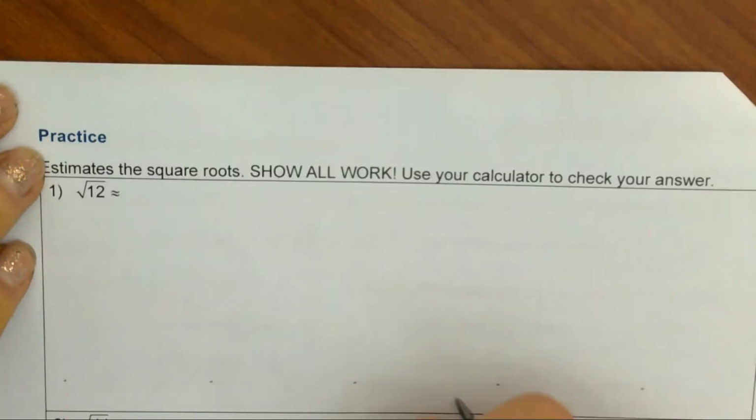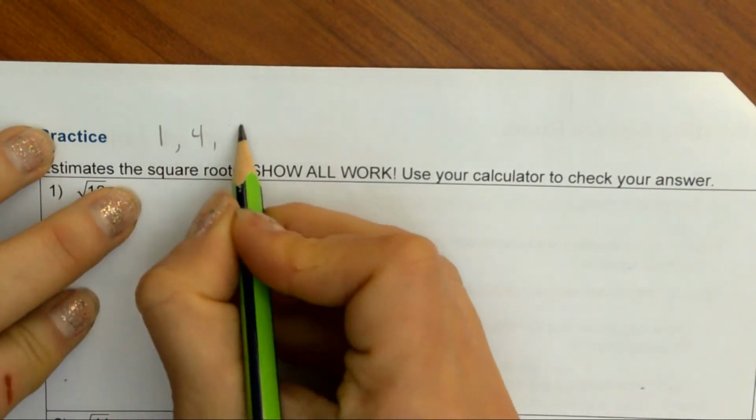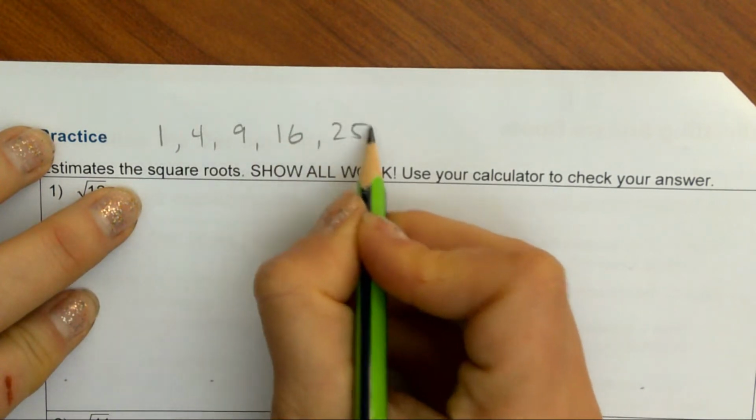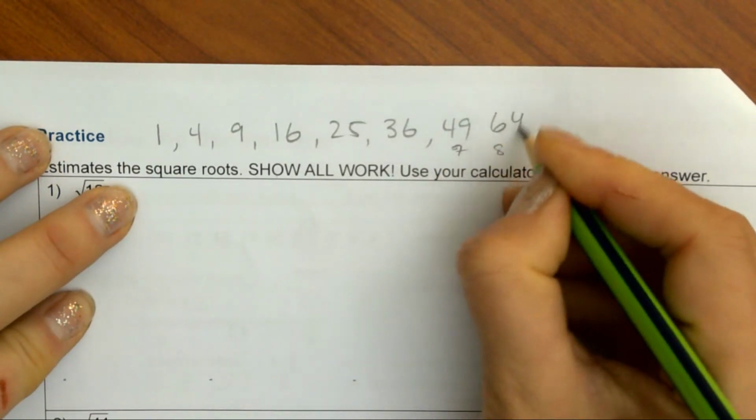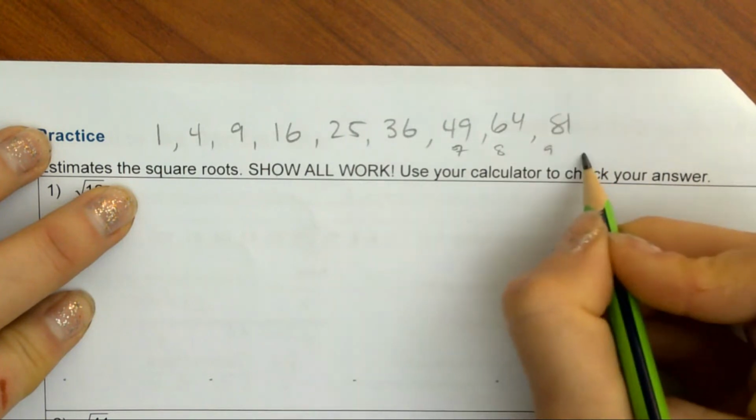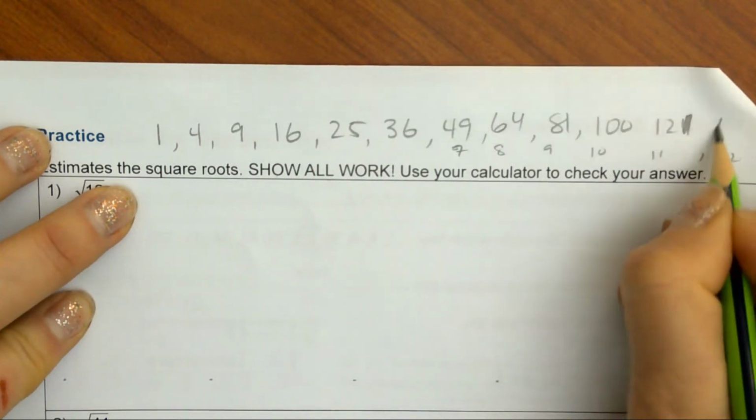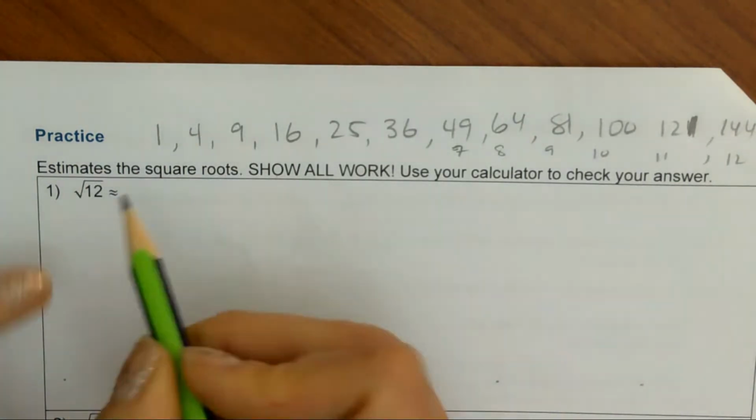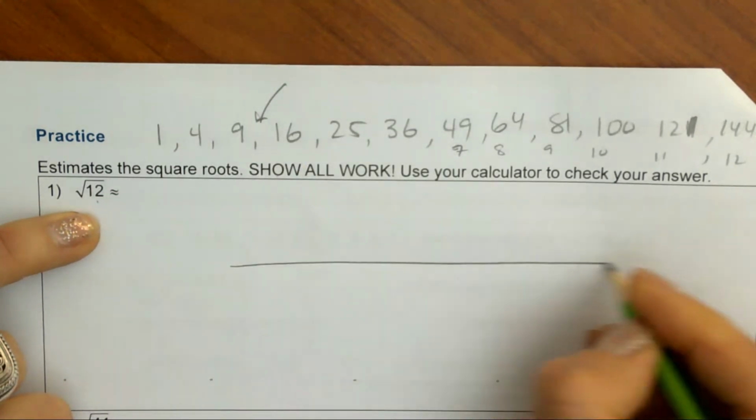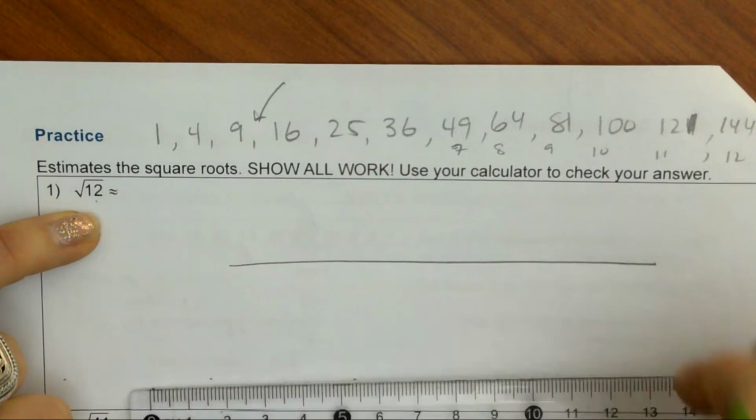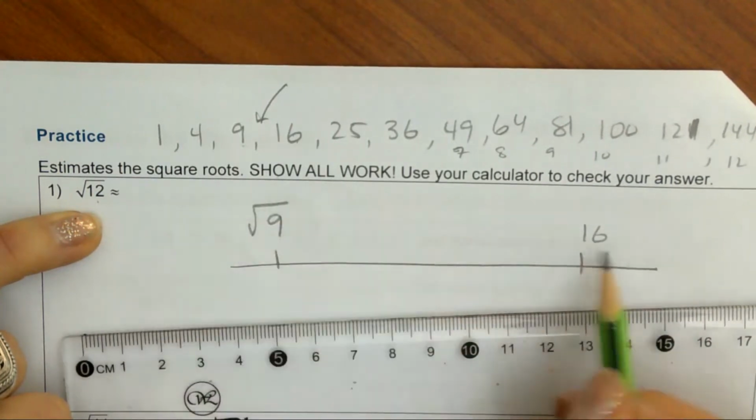So first we need to write out all our perfect squares. So 1 squared, 2 squared is 4, 3 squared is 9, 4 squared is 16, 25, 36, 49, that's 7, so 8 is 64, then we have 9 is 81, 10 is 100, 11 is 121, 12 is 144. Okay, we don't need any more.